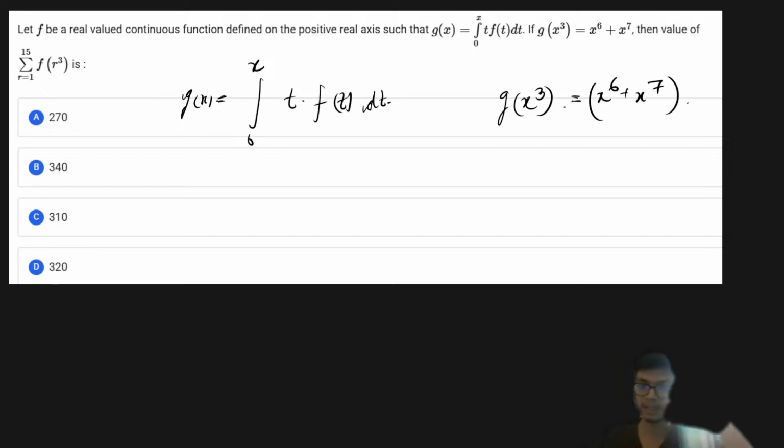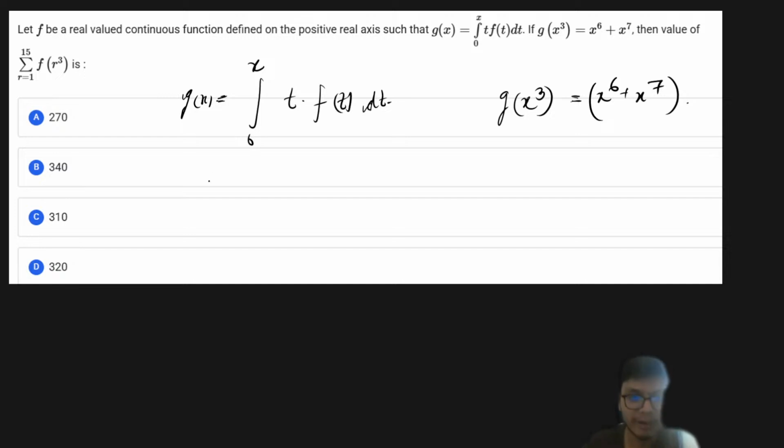Now, if we have this expression and it is said that f is a real valued continuous function, we can first of all try to think of applying the Newton-Leibniz rule. Let us first differentiate the function and try to understand the nature of the function. So let us try to do this in the following format.